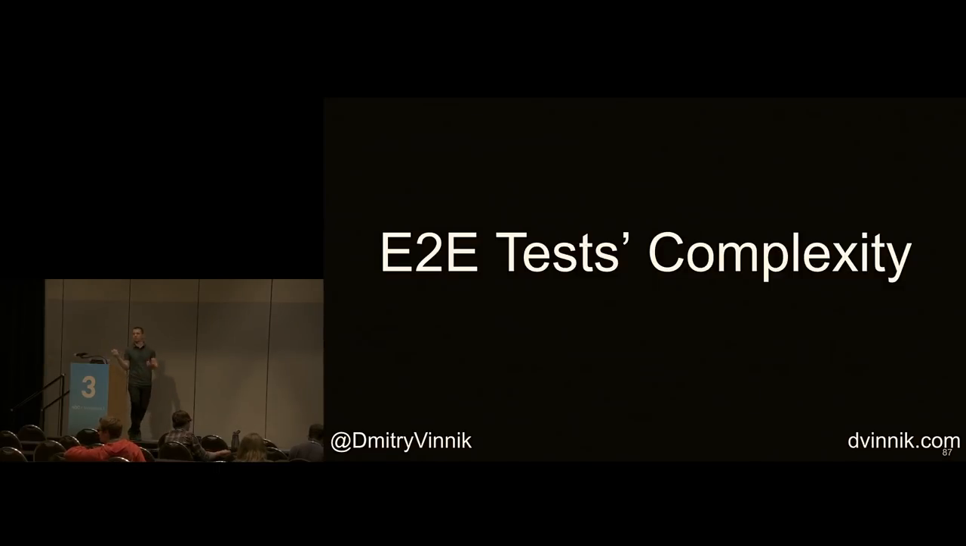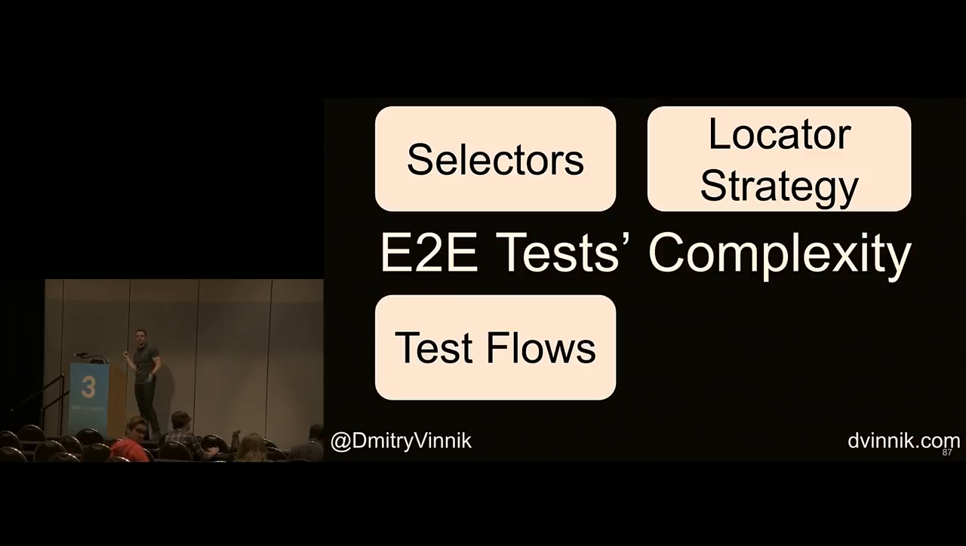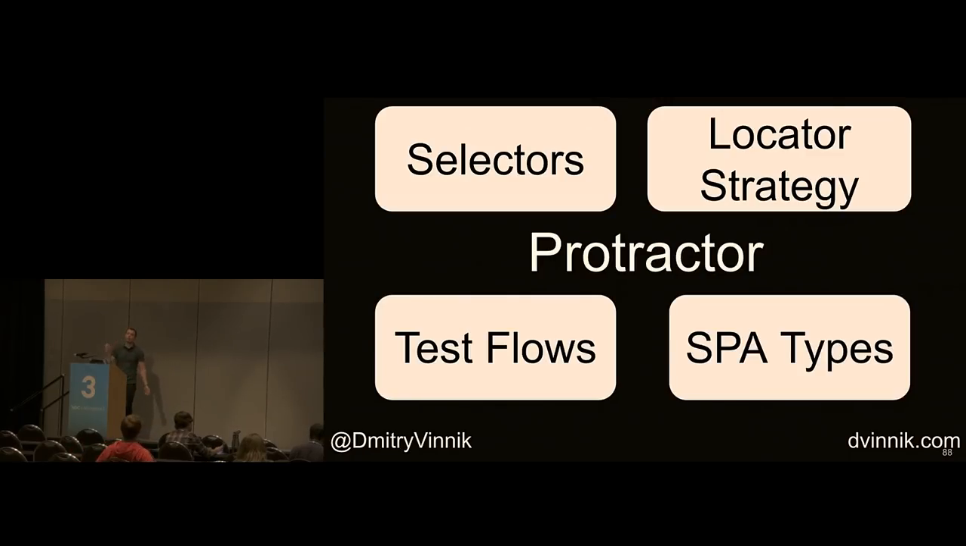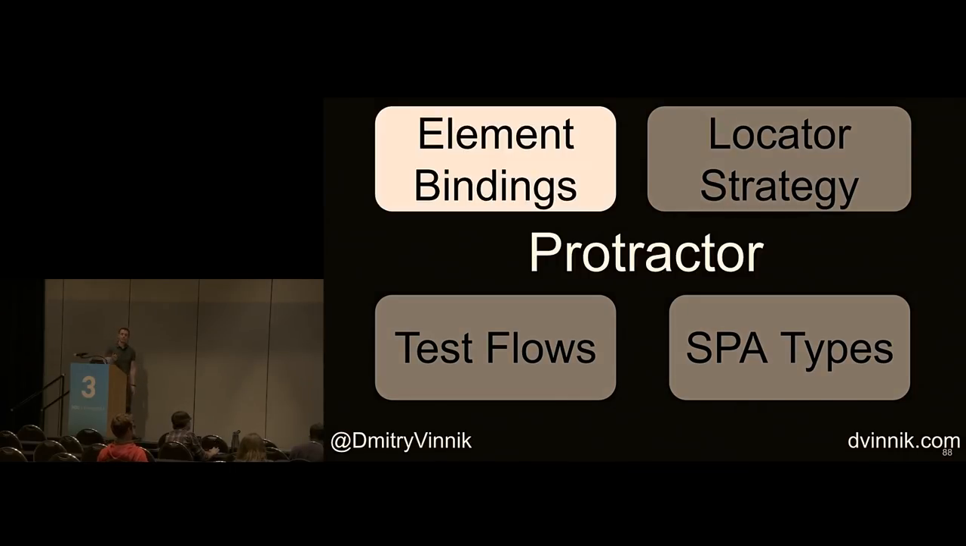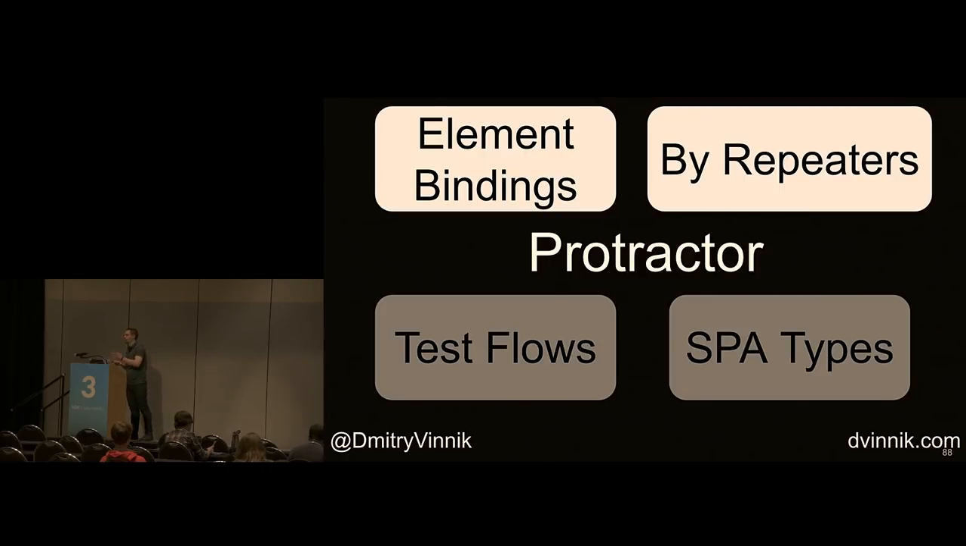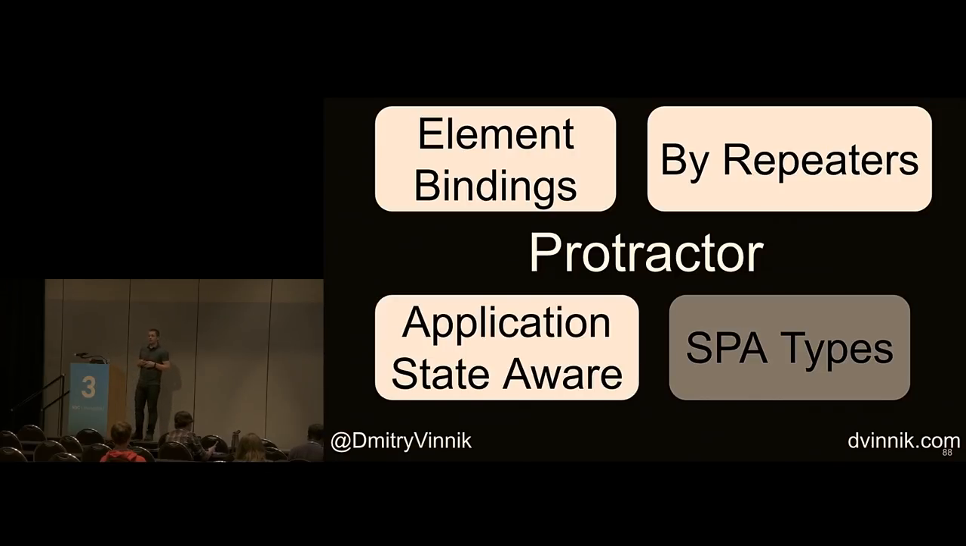And if you remember those complexities I showed with the end-to-end tests, selectors, locators, test flows, and SPA types, if you were to look at Protractor and how it fits here, selector-wise, we have element bindings. We don't just have the ID, the CSS selectors or XPath, which you definitely do have, because again, you use everything that WebDriver.js has and then some. In this case, you can actually bind particular models, controllers, and so on. For the locator strategy, you can bind repeaters, models, so go beyond just by element. And test flow-wise, as I mentioned before, the coolest part here is that it's application state aware. We know when the app finished loading, we can start testing whenever it's completed.